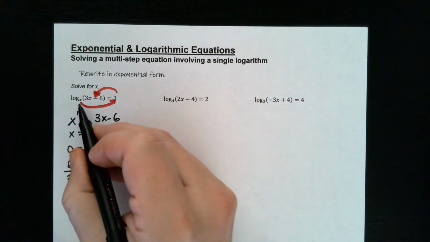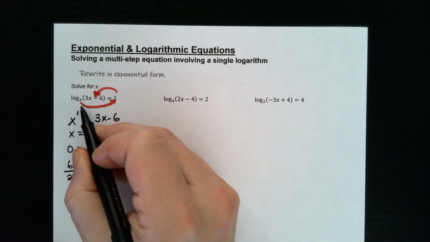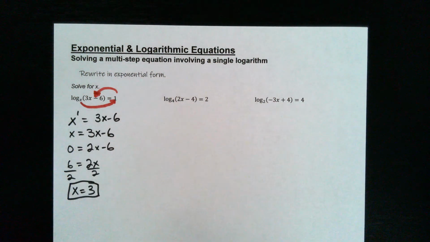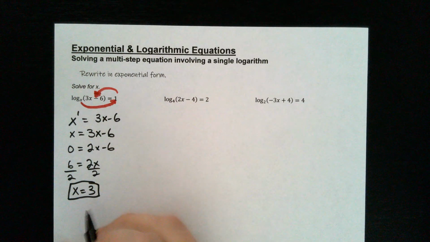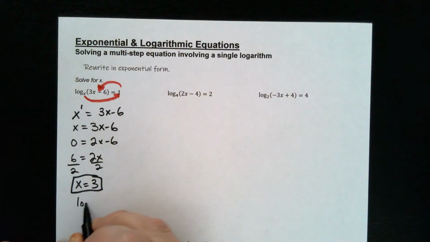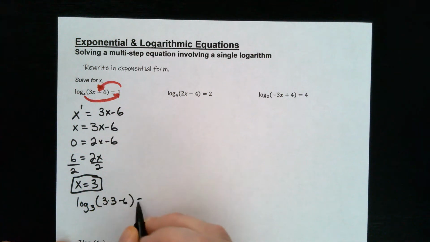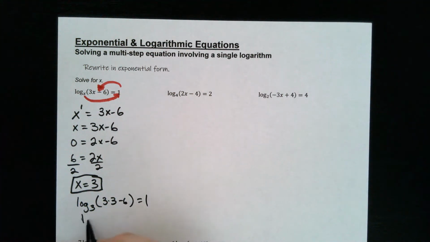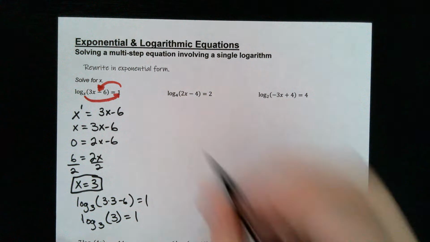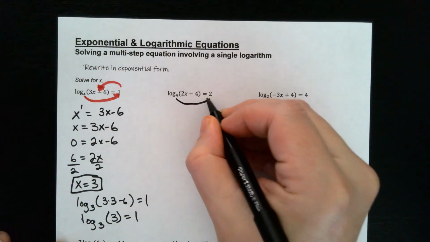And the x is down here too. So it would be log base 3 of 6 is equal to 1. Let me just write that out real quick. If we put those in, it would be log base 3 of 3 times 3 minus 6 equals 1. And we're asking, is that true or not? So that would end up being log base 3 of 9 minus 6, which is 3, equals 1. And we know that anytime you have a logarithm with the base and the argument being the same, it's always going to be equal to 1. So that's true.